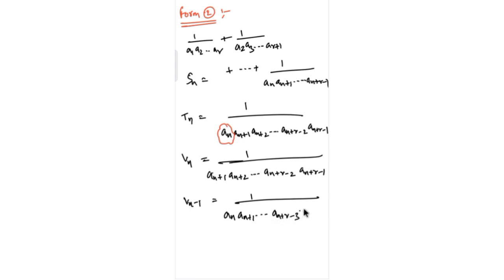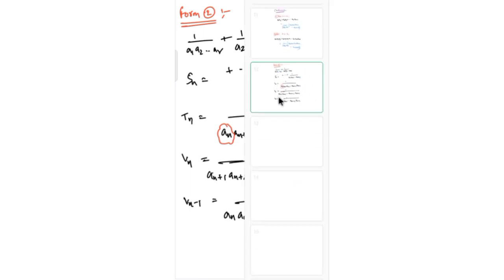an+r-3 into an+r-2. Just put n minus 1 in the place of n. You are putting n minus 1 in the place of n so that we get an+1 so on. Every term is reduced by one part, so an+r-2. So this is the value of Vn minus 1. So moving on to the next page.